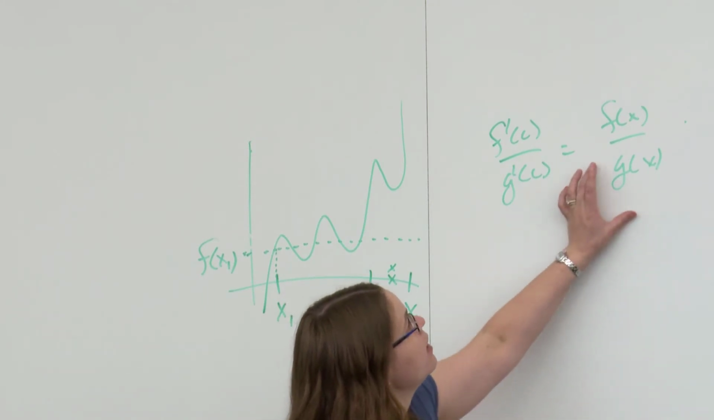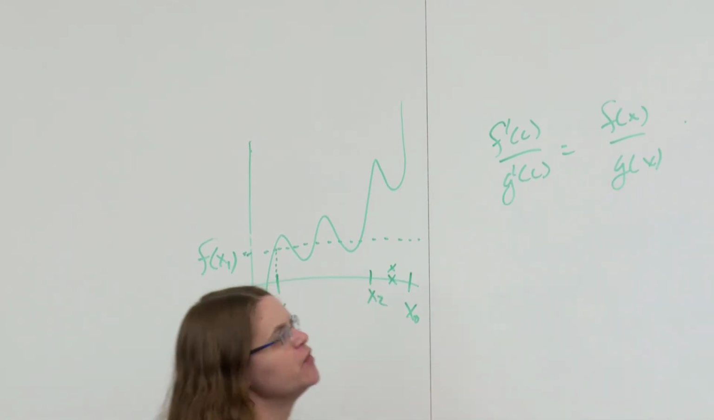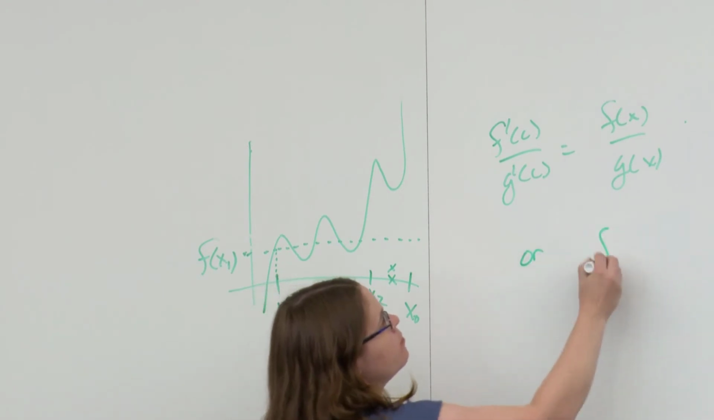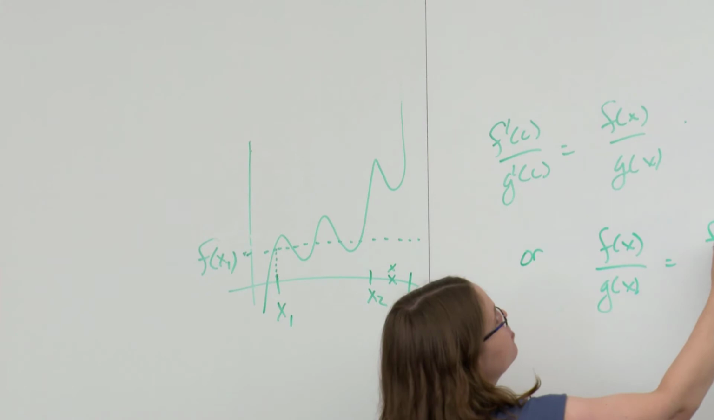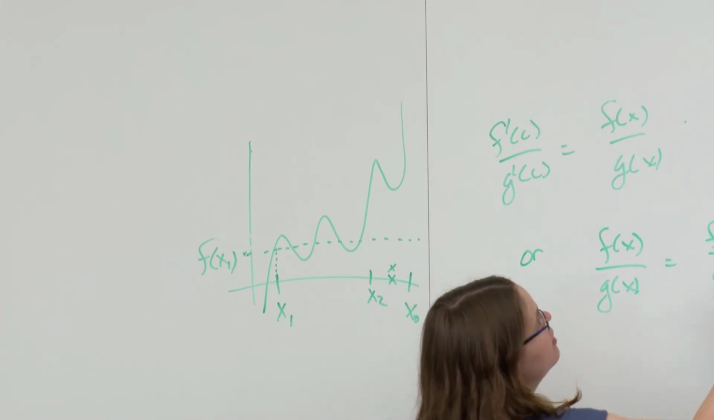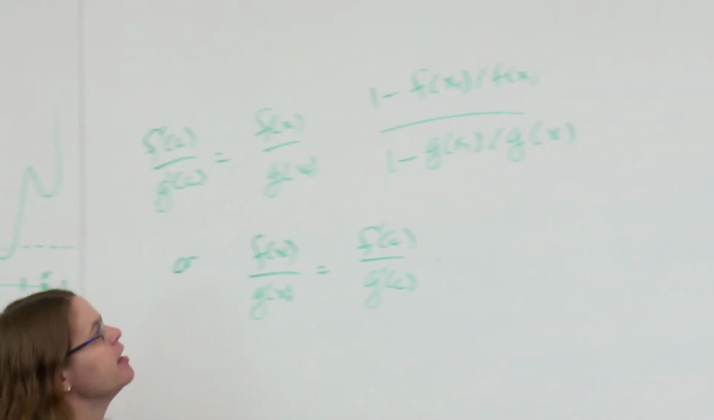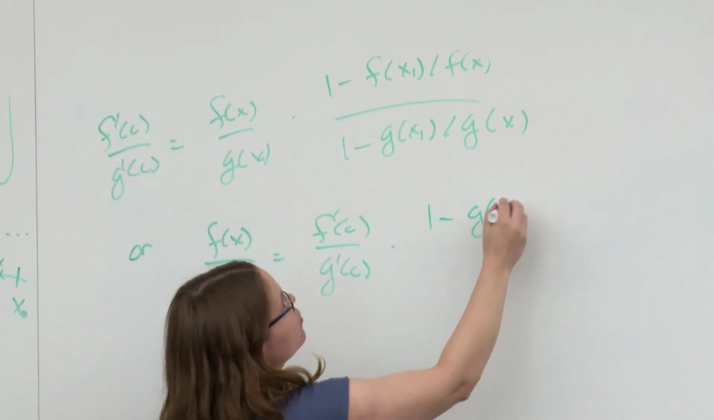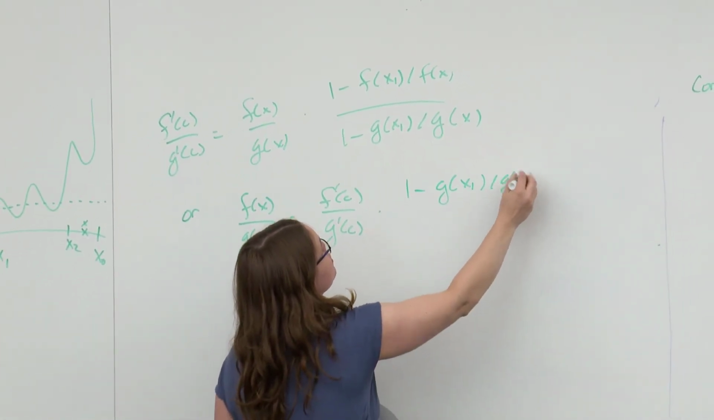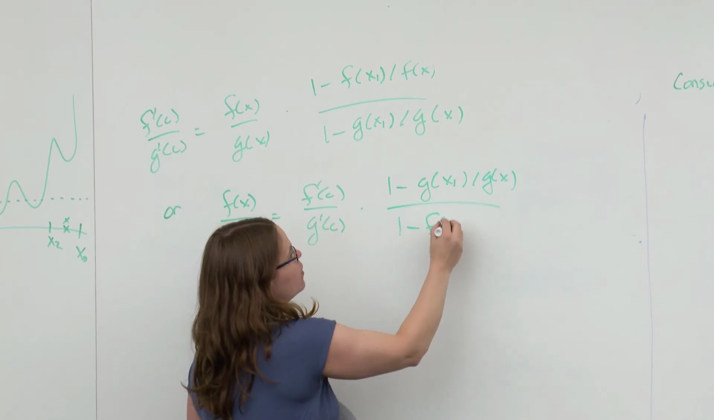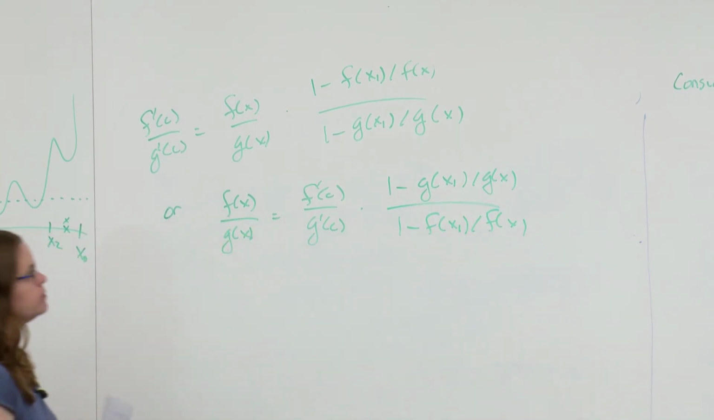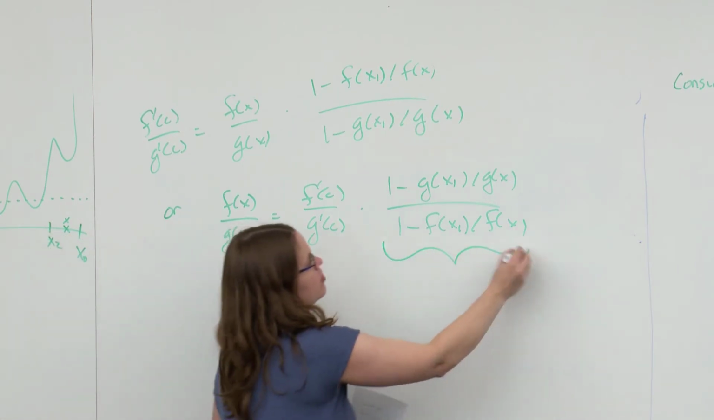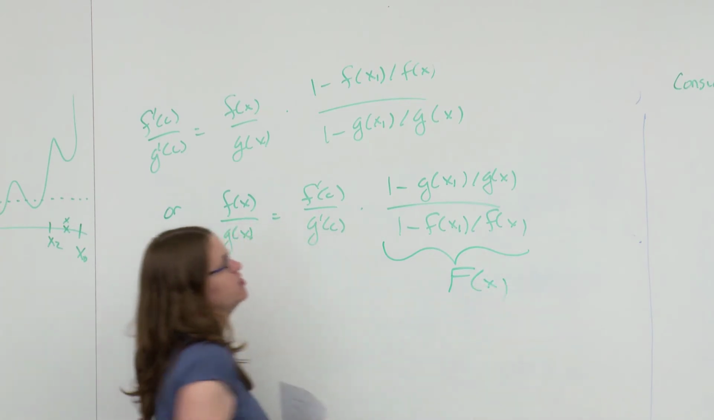Okay, or if I solve for this f over g, this is going to be f prime of c over g prime of c times the reciprocal of this guy here, 1 minus g of x1 over g of x, over 1 minus f of x1 over f of x. And I'm going to call this capital F of x, just to keep from having to write it all the time.